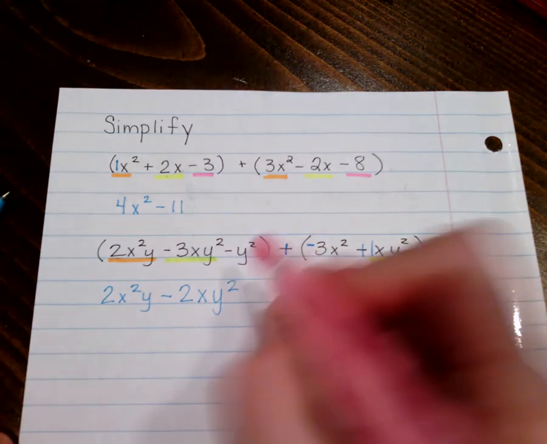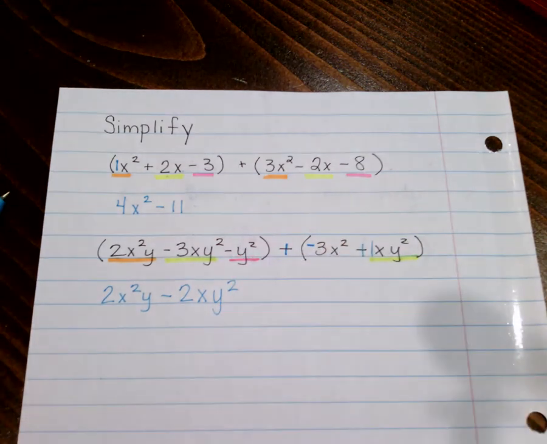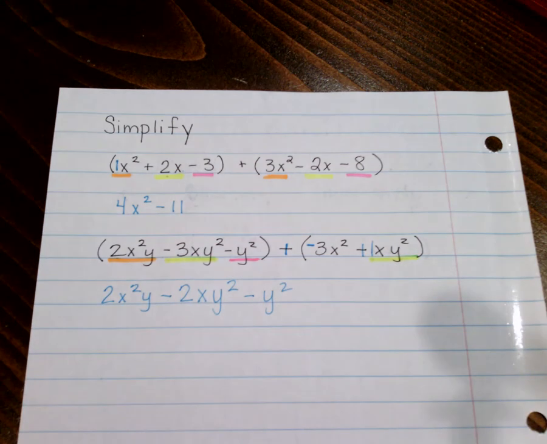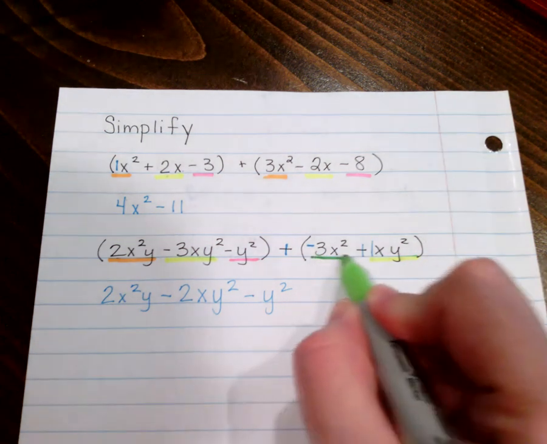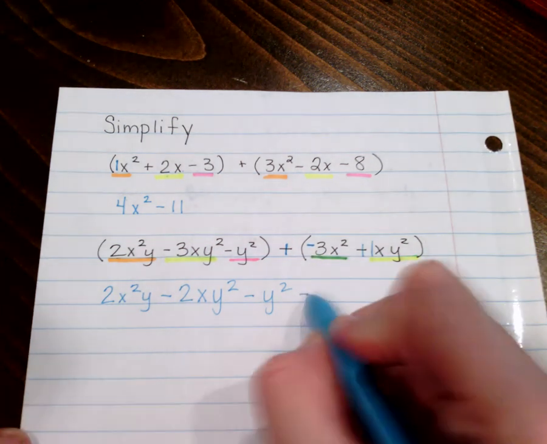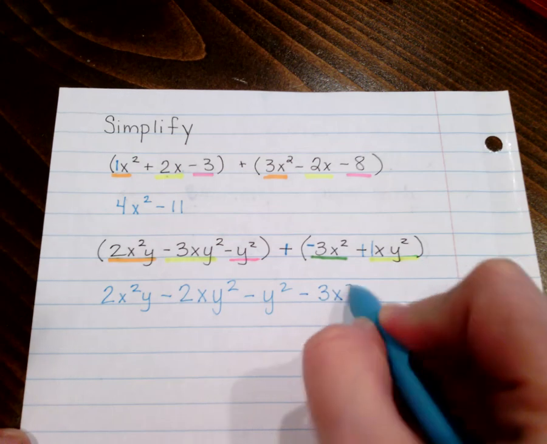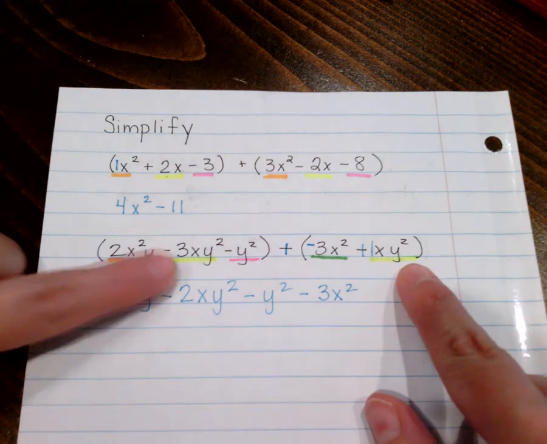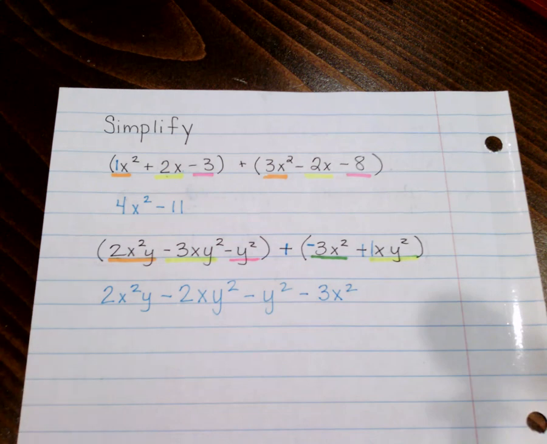Then we have a y to the second, which we don't have anything to pair that with, so it gets included in our answer. And then finally, we have our x to the second term. And again, it doesn't have anything to be paired with either, so it gets included in our answer. So really the only ones that we could combine was the xy to the second, which we did right here.